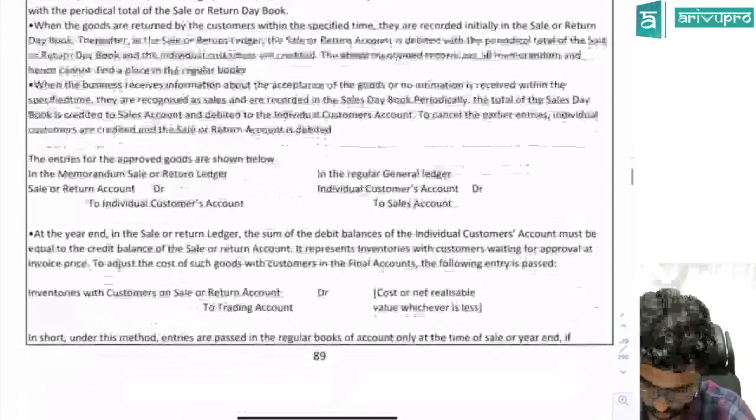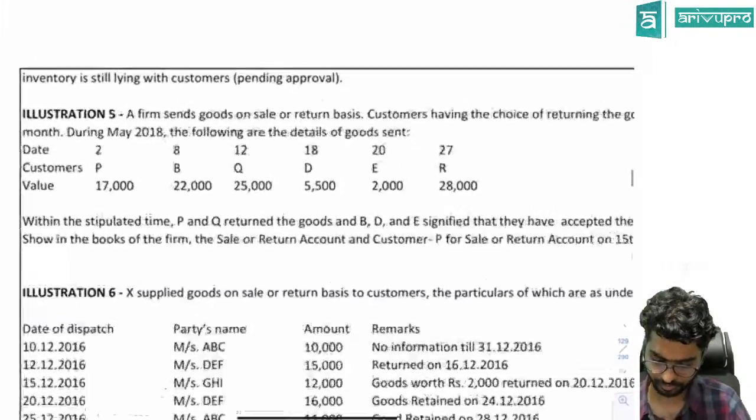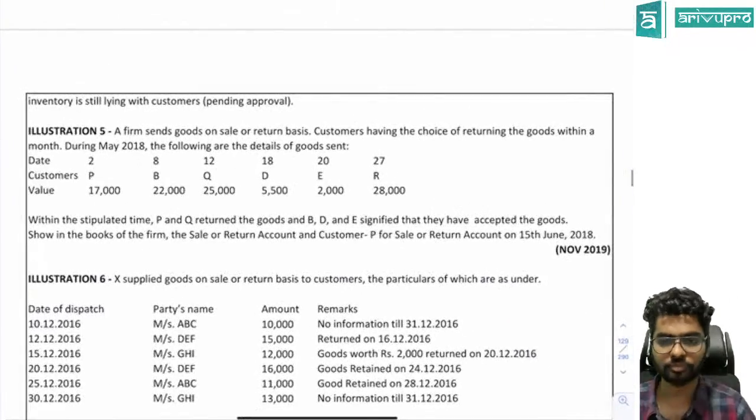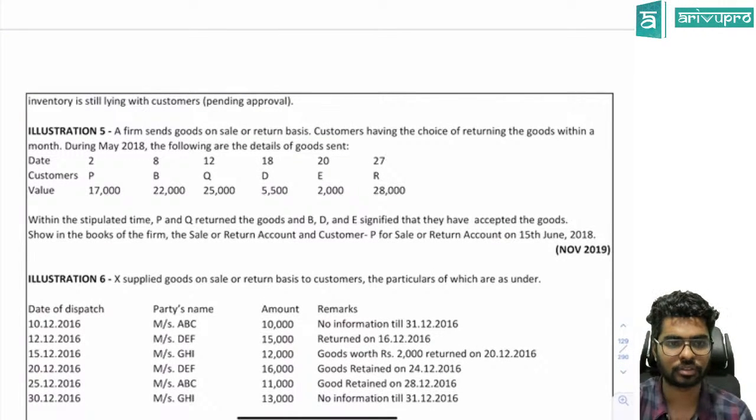Now guys, let's do one question and then go to the last one. Everyone read this question, illustration number 5.